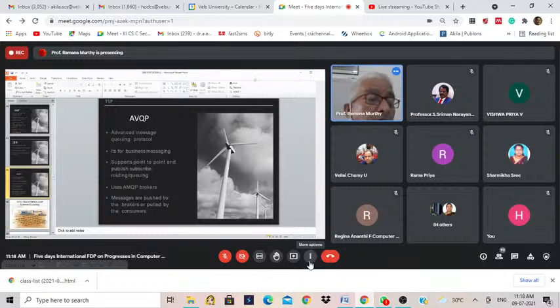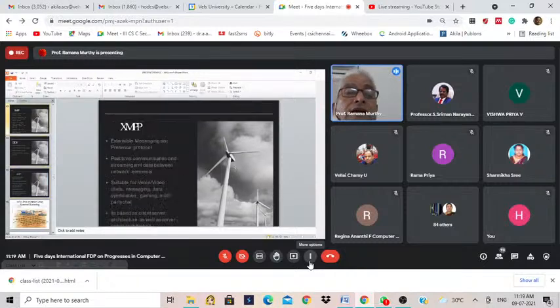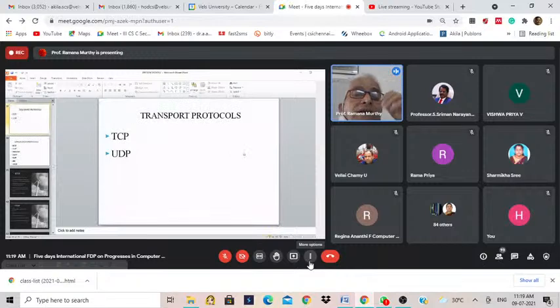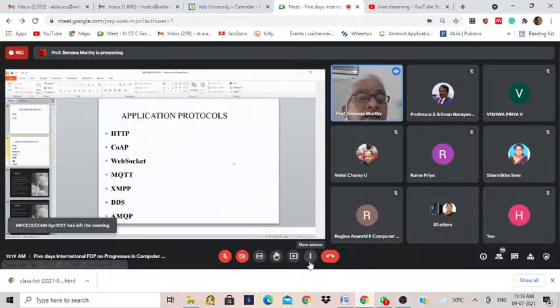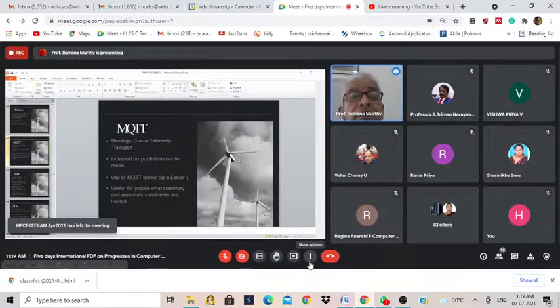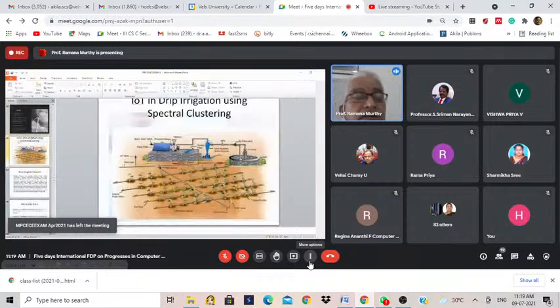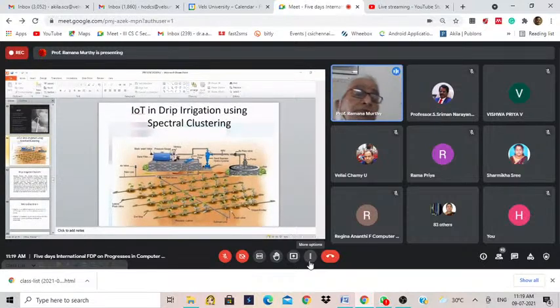Now, after telling so many things about the different protocols, because I have discussed many protocols, I will implement these protocols in one application. That will be the last item of my presentation. I am going to present the application of IoT in a drip irrigation system, where I want to use spectral clustering with the aid of mathematics and statistics. So let us see how we use it.